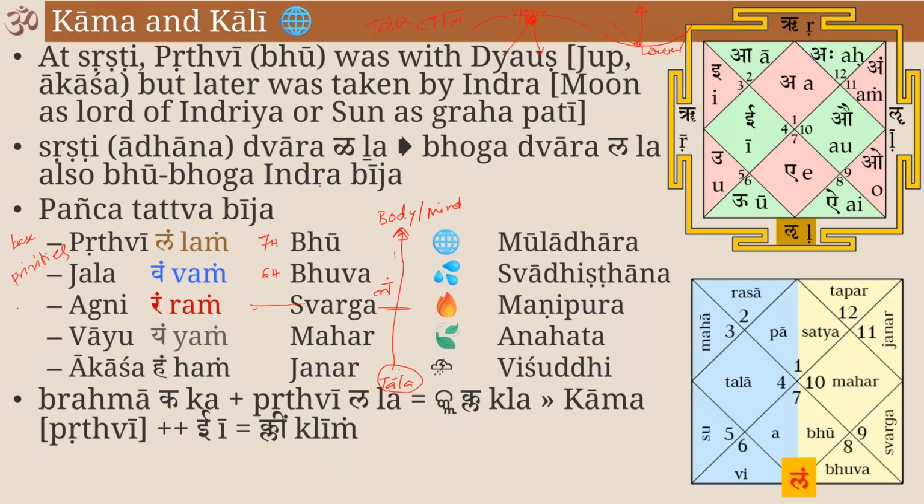Ram goes to the navel, Manipura. Yam is at the Vayu, at the chest. And Ham is right at the throat, the Vishuddhi chakra. Each of these sounds is a semi-vowel, so I can add it to any other consonant and create a bija.